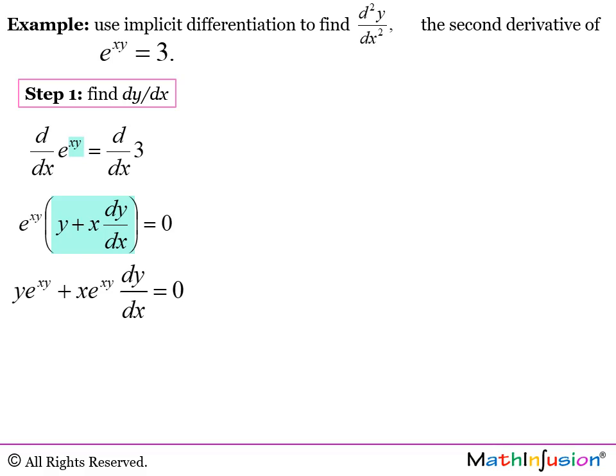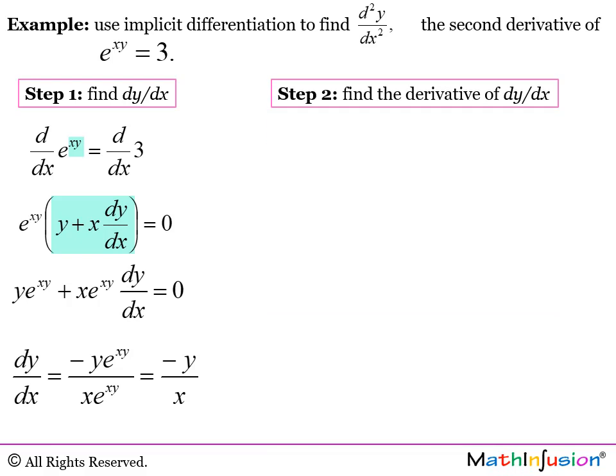We have now to distribute the e^(xy), because in the parentheses we have y, which does not contain dy/dx, and x dy/dx, which does contain dy/dx. Now we are ready to find out that dy/dx is negative y e^(xy) over x times e^(xy). We can cancel the e^(xy), and we get that dy/dx equals negative y over x.